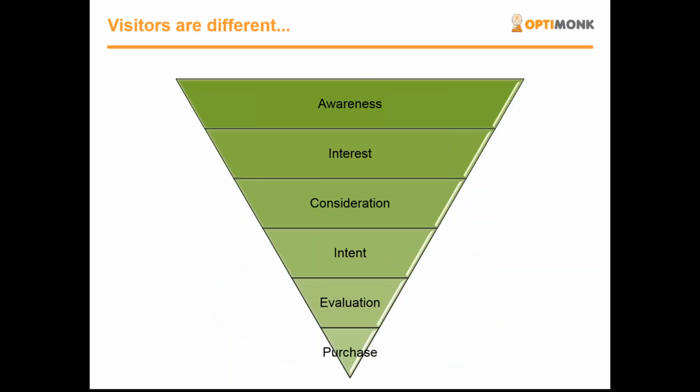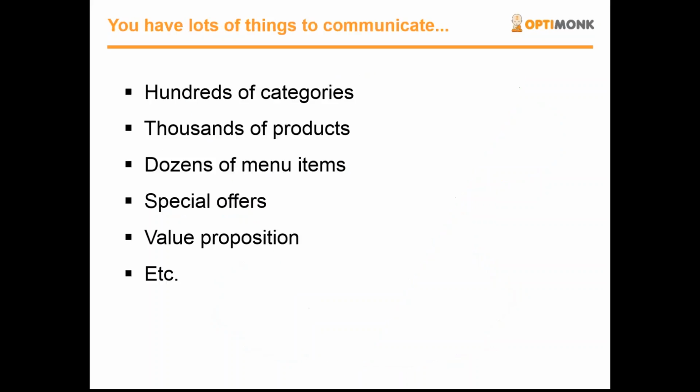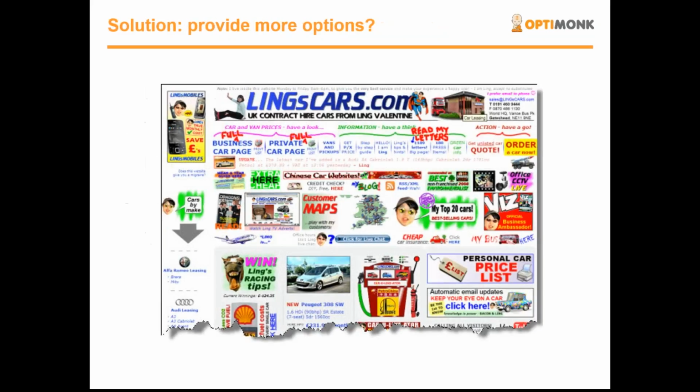If you have an e-commerce site, you already have lots of things to communicate. You have hundreds of categories, thousands of products, many items, and you just simply can't communicate everything. If you try to communicate everything and to everyone, you will end up like this one.